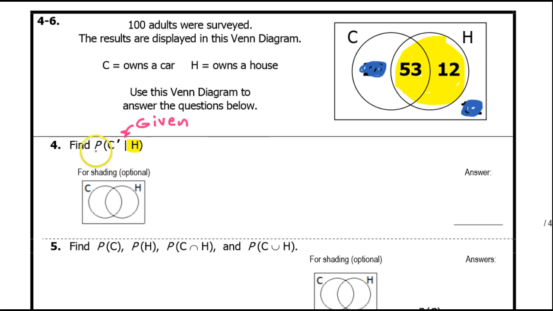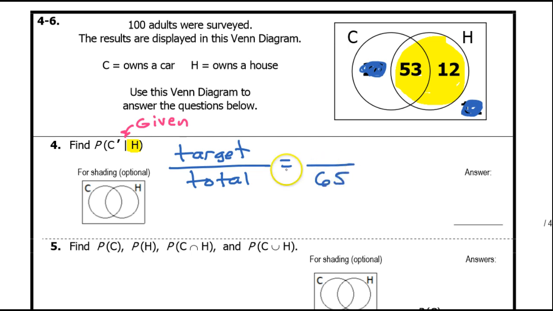All right. Now, whenever we do probability, at its heart, probability is target over total. But when you have a given problem, you're crossing things out. You're narrowing it down to the given. So you have a new total. So there won't be 100 anymore. There's going to be 65. All right, I'm just adding up these two numbers. So that's going to be 65. So the new total is 65.